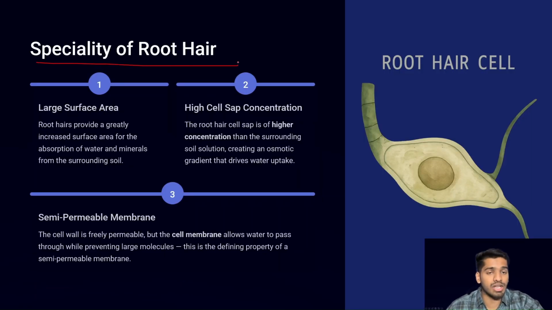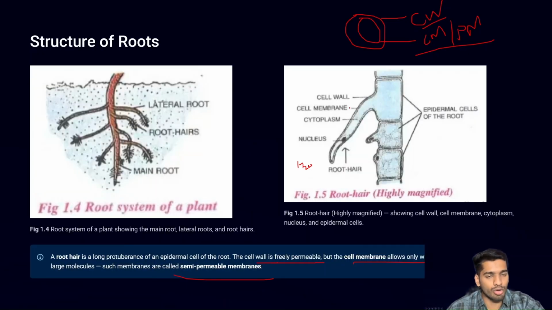Now, the speciality of root hair. The first one is larger surface area. If you look closely, these are your epidermal cells. These are nothing but your lateral roots. And from that, you have your root hair. If I compare this cell with this cell, this second cell does not have a root hair. And this one has a root hair, right?